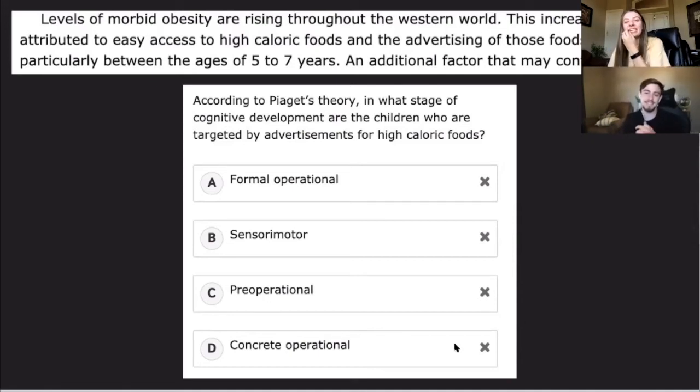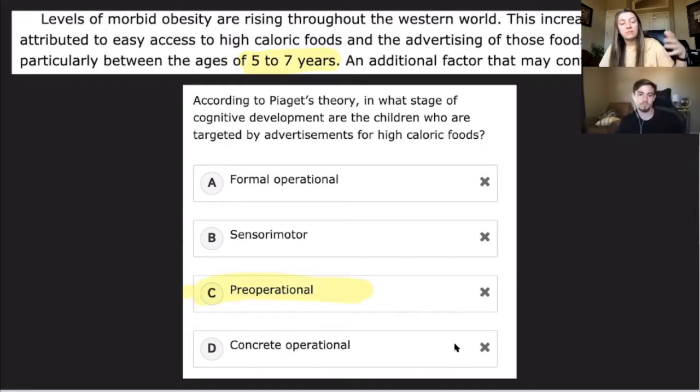So this is the beginning of the passage, and it goes on to talk more about morbid obesity. But basically, we're given a hint here: 5 to 7 years old. The question says, according to Piaget's theory, in what stage of cognitive development are the children who are targeted by advertisements for high caloric foods? 5 to 7 years old is in the pre-operational stage. That was the 2 to 7-year-old range. So the answer here is going to be C.